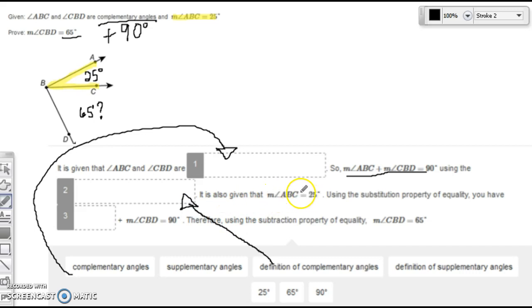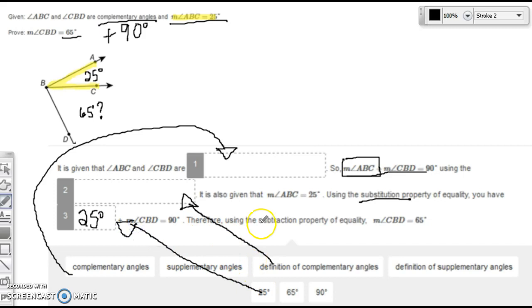And then it is also given that the measure of ABC is 25. Using the substitution property of equality, you have blank plus CBD equals 90. Well, remember, we have to go back to the previous step. So this was the previous step. And notice that instead of writing ABC, they want to use substitution. So we're going to plug in what ABC equals. So this should be 25 degrees. And then they finished out the proof. So those are your answers.